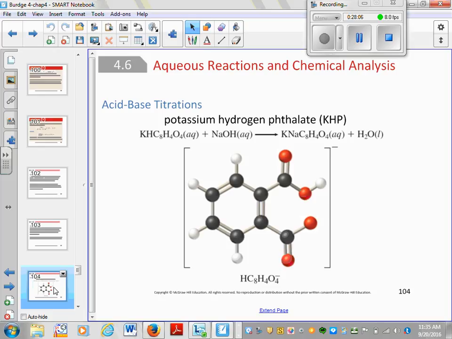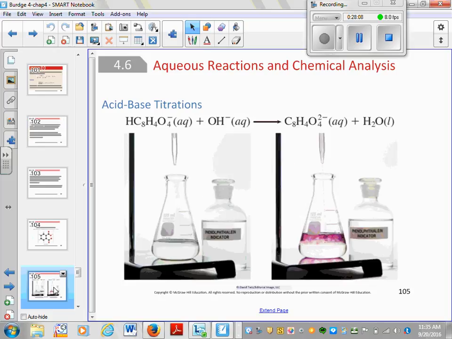So here what we do is dissolve a known amount of potassium hydrogen phthalate in a known amount of water, so we know its concentration. In the burette, which is the thing at the top there, which is kind of like a long graduated cylinder with a stopcock on it, we have the sodium hydroxide solution. We drip it into the acid solution. The acid solution also has phenolphthalein indicator in there, which is clear when it's acid, pink when it turns basic.